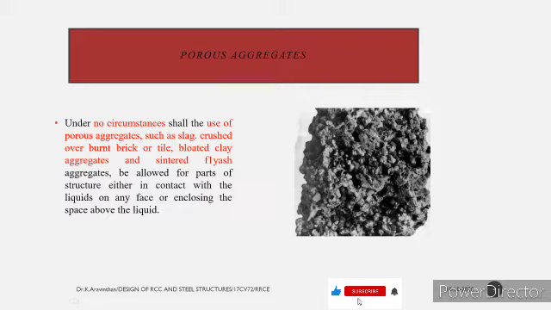Here, while designing the water tank, in no circumstance should porous aggregate such as slag, crushed overburnt bricks or tile, bloated clay aggregates and sintered fly ash aggregates be used. These aggregates have high porosity and it allows the water inside, particularly in the face of the wall. These aggregates should be avoided for design and construction.